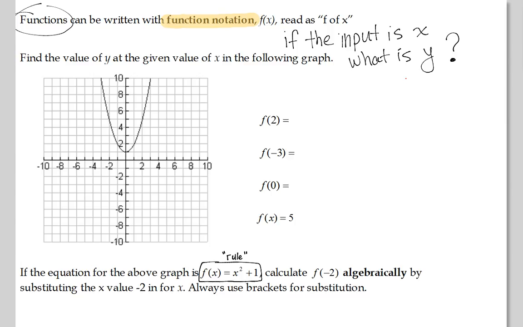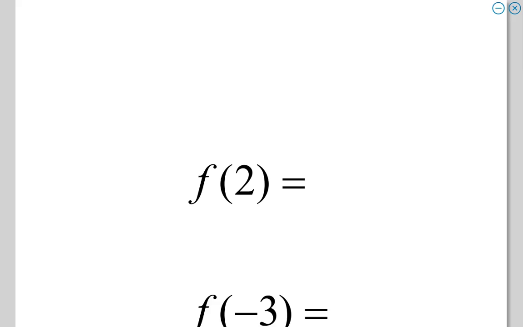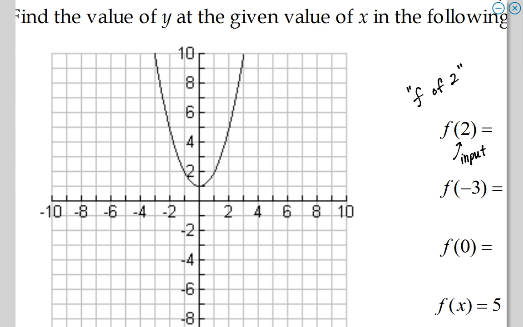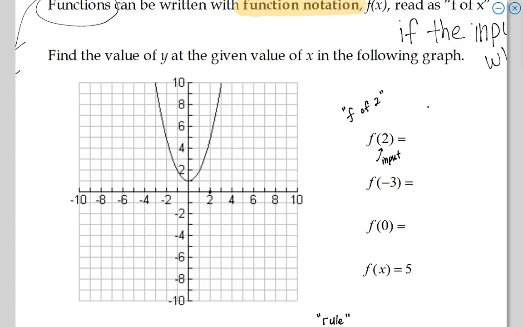Alright, let's take a look at the first one. What does this mean right here? f of 2. Read this to me. f of 2. That's how you read it. What does that mean? That means the input is 2. So what are the inputs, x's or y's? x. So go find 2. When x is 2, what's the y value? Good, right there. And then you go across. This is a 5. So f of 2 equals 5. When the x is 2, the y is 5.